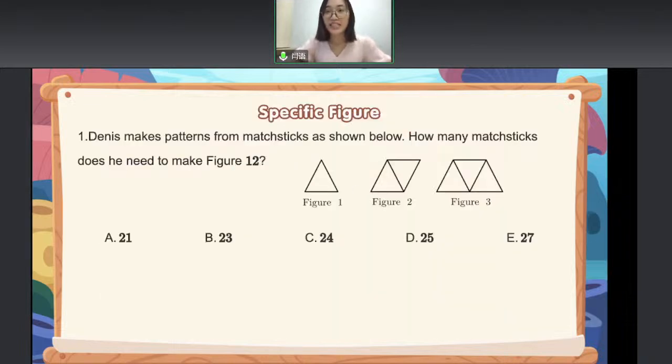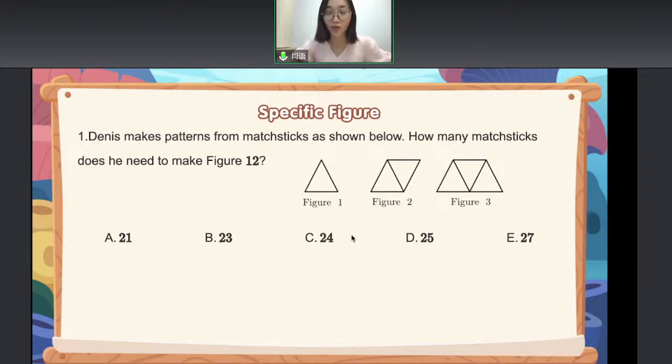So here, let's have a look. This is the first question. Dennis makes patterns from matchsticks as shown below. How many matchsticks does he need to make figure 12? So here, everyone, firstly, try to observe. You see that in figure 1, what can you see? Here is a triangle. And what about in figure 2? What can you see? Yes, good job. You can see 2 triangles, right? Okay, and what about in figure 3?